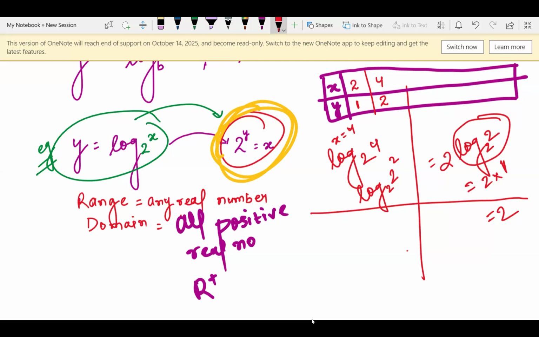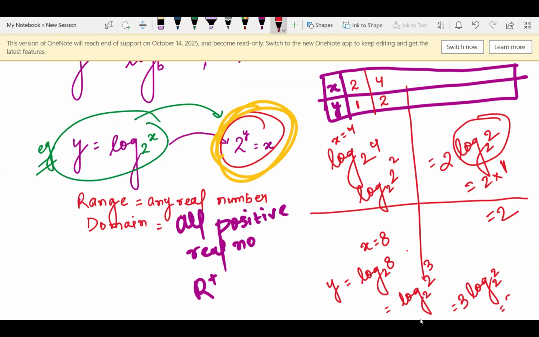Yes. When I take x as 8, just x, not log x, just x as 8, and I put it in the function, my y will be log 8 base 2. Now this 8 can be written as 2 cube, right? Yes. And then the power can come in front. So this will be 3 log 2 base 2. According to rule number 5, log 2 base 2 is 1. So it is 3 into 1, that is just 3. Making sense? Yes.